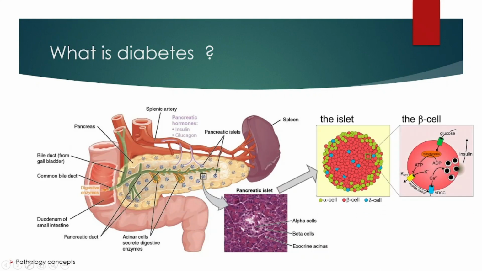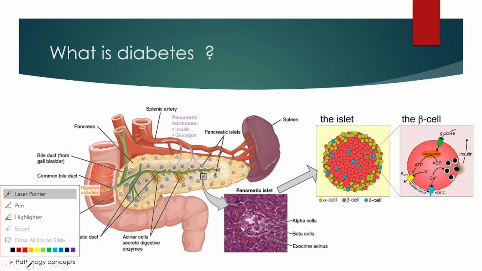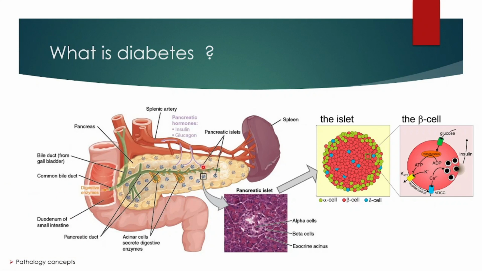The pancreas is the main organ in glucose homeostasis. A small portion of the pancreas is made up of islets of Langerhans, containing alpha cells, beta cells, and exocrine acinus. Beta cells secrete insulin. Insulin is the only hormone that is capable of lowering blood glucose level.